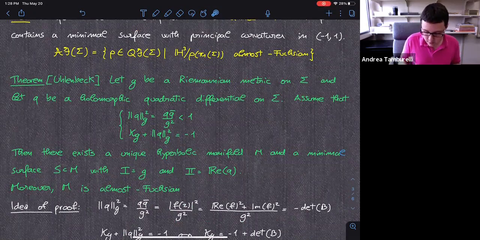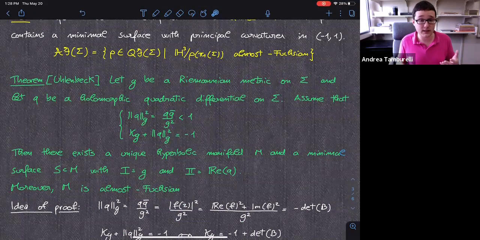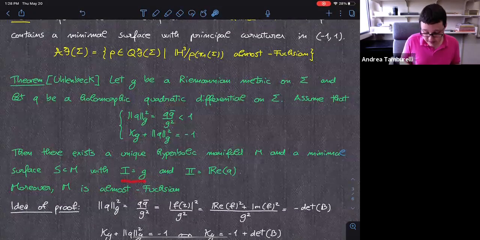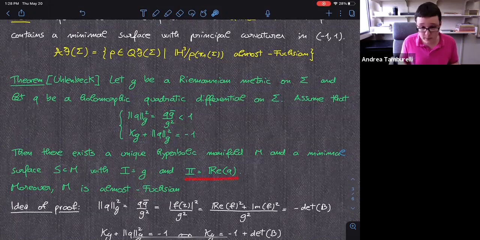So let's start with a Riemannian metric g on sigma and a holomorphic quadratic differential Q, and assume that they satisfy these two equations. So the norm of the quadratic differential with respect to g, defined in this way, is less than 1, and the curvature of the metric is related to the norm of the quadratic differential by this equation. Then there is a unique hyperbolic manifold M and a minimal surface inside M such that the first fundamental form is exactly g and the second fundamental form is the real part of Q. And moreover, this manifold M is almost Fuchsian.